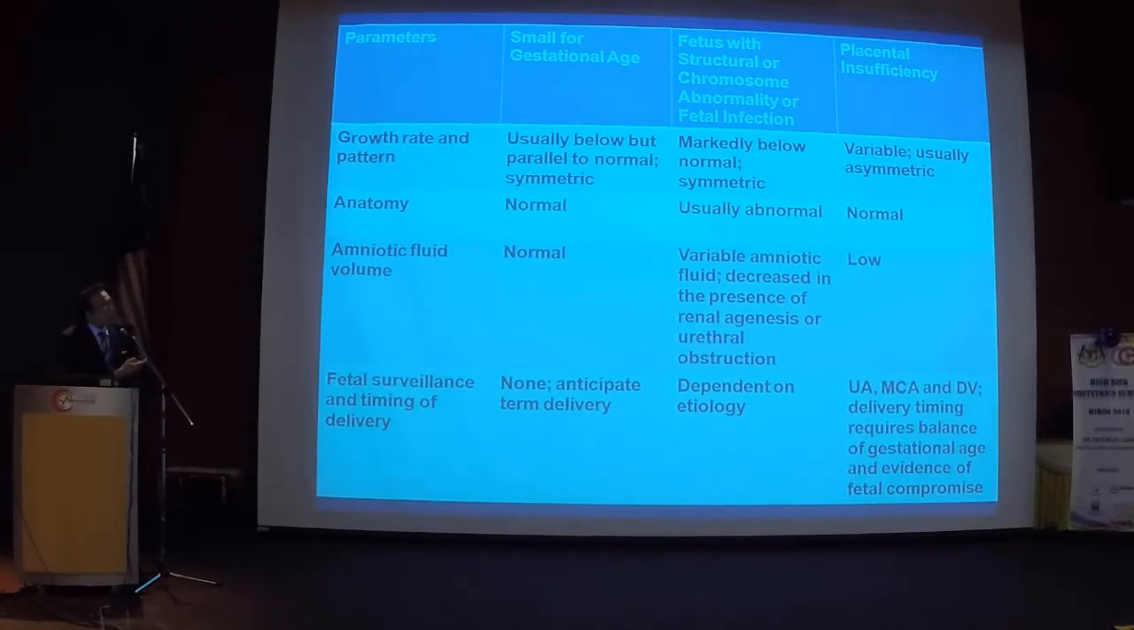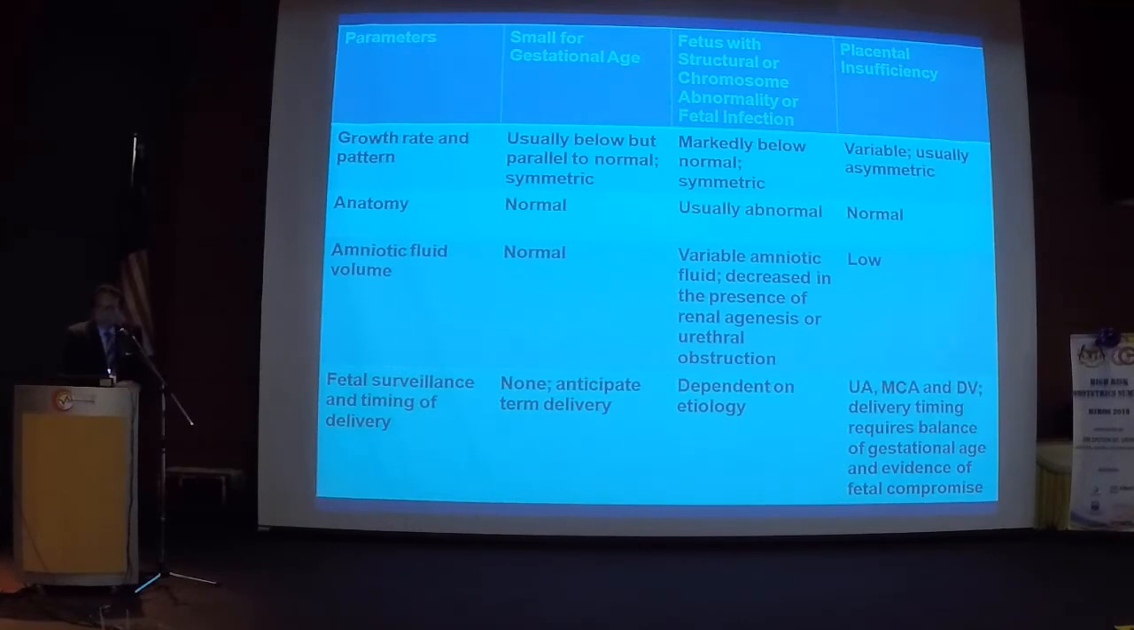The fetus has structural or chromosomal abnormalities. Of course, the baby is small, and you can see some abnormality in the anatomical survey. As far as the amniotic fluid, it can be variable, like conditions involving the kidneys, where obviously the liquor is much reduced. The timing of delivery depends on the etiology.